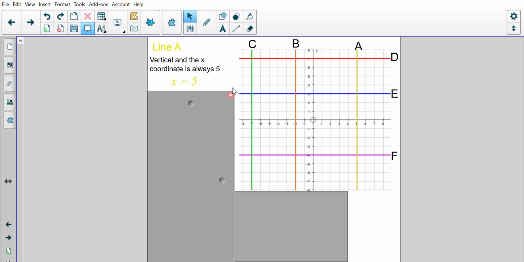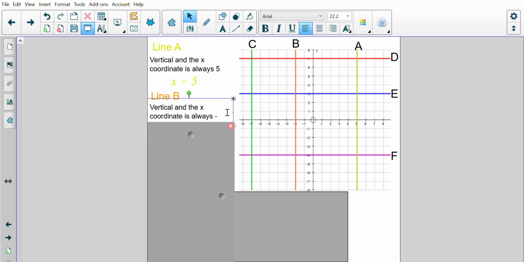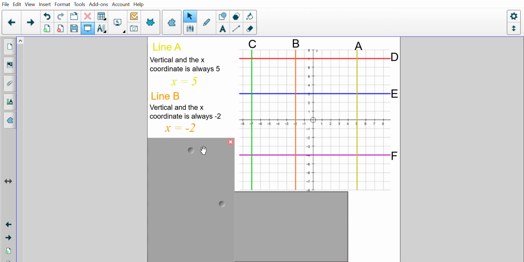Now let's have a look at line B. Is that vertical or horizontal? What do you think its equation is? So line B is vertical. The x coordinate is always 3. No, it's not, because B goes through minus 2, so let's change that. The x coordinate is always minus 2. So the equation there is x equals minus 2.